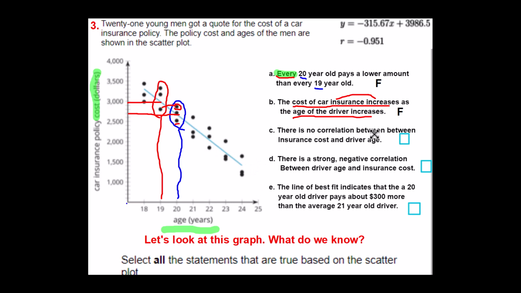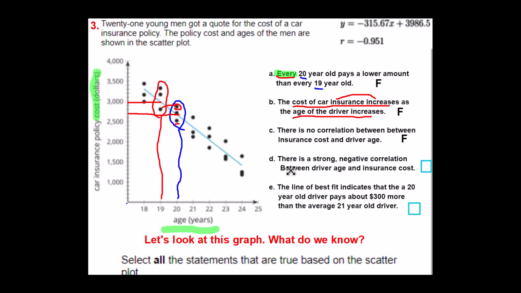There is no correlation between insurance cost and driver age. That's false. There is a correlation. We can see it. Okay, there's a strong correlation, and we can see the R factor up here. It's negative 0.951, so that's very close to a -1, so that's a strong negative correlation. Okay, no correlation, R would be 0.